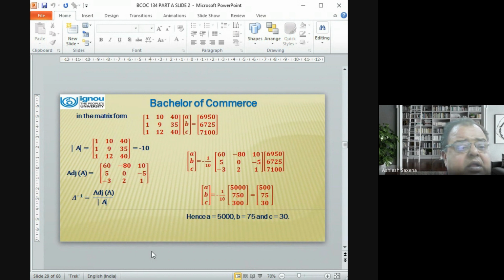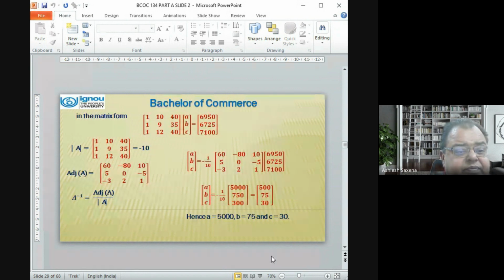No, we have to calculate the inverse. So first of all, we will be finding the mod of A. That means the determinant value of A, which will be minus 10. It's not equal to 0. We can proceed further to calculate its inverse. We have to calculate the adjoint. So this is the adjoint.